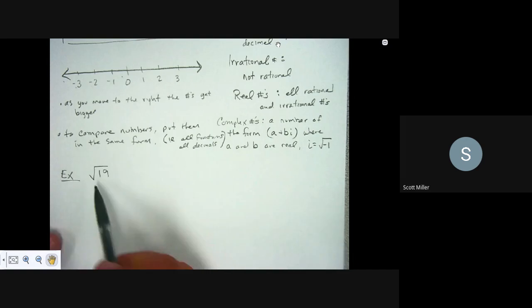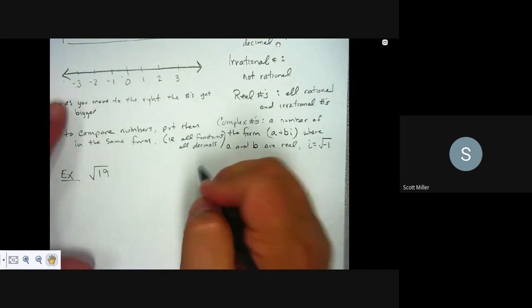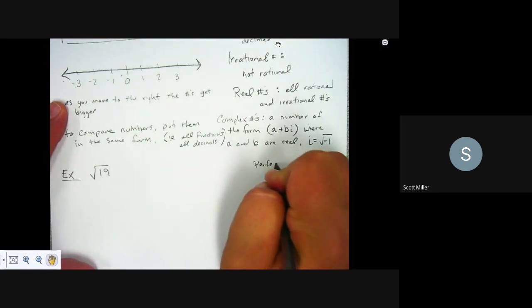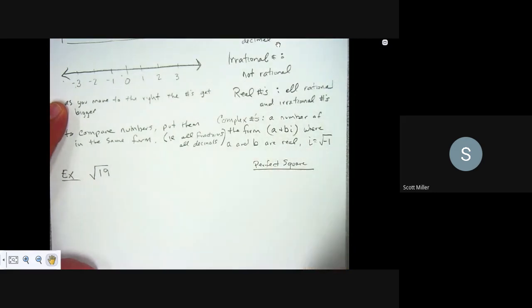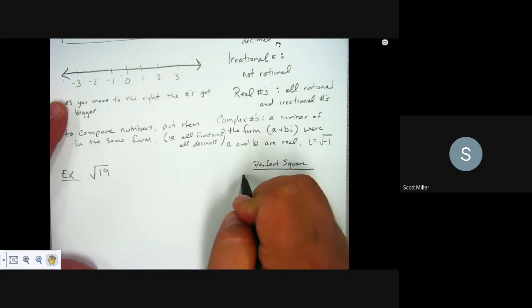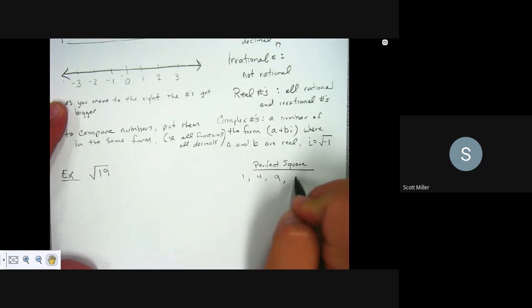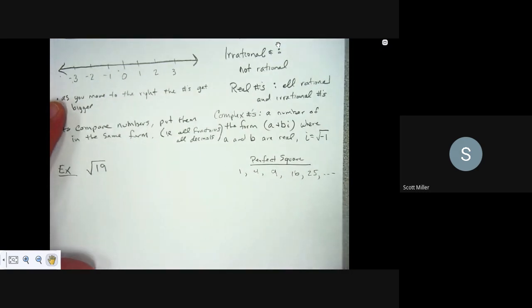All right. Well, this is a square root. And so when you deal with square roots, you want to think of perfect squares. So what is a perfect square? Perfect squares are 1, 4, 9, 16, 25, and so on.